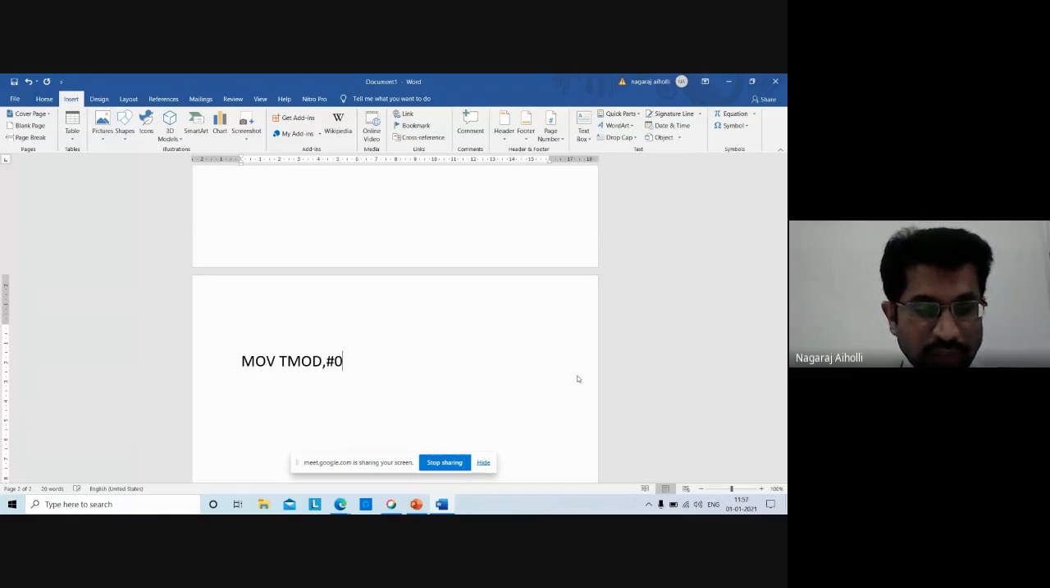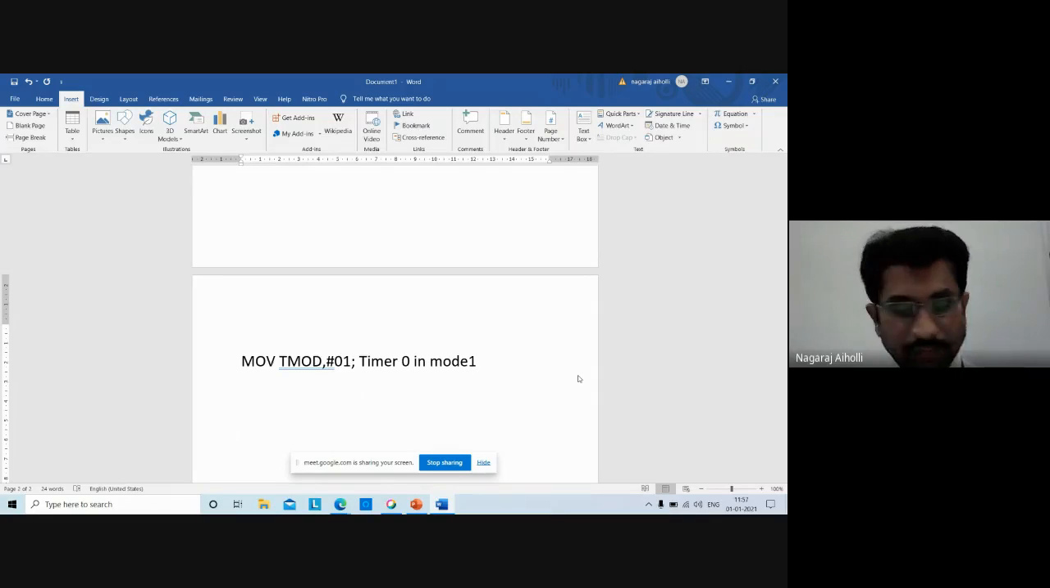In that we have to store 01, that is 00000001. That means the upper 4 bits are for timer 1, and the lower 4 bits are for timer 0. We are using the lower 4 bits, timer 0: 0001. So gate is 0, software mode; C/T bar is 0, it is a timer; then 01 is the mode, so it is operating in mode 1. That means we are using timer 0 in mode 1, which is a 16-bit timer.